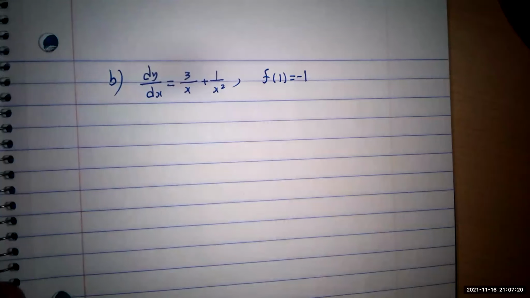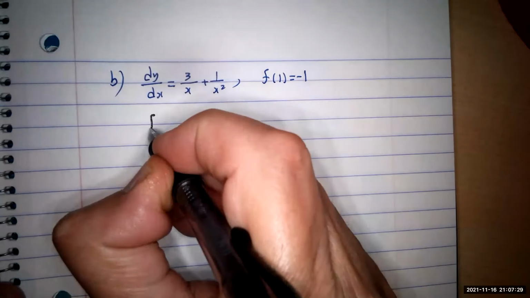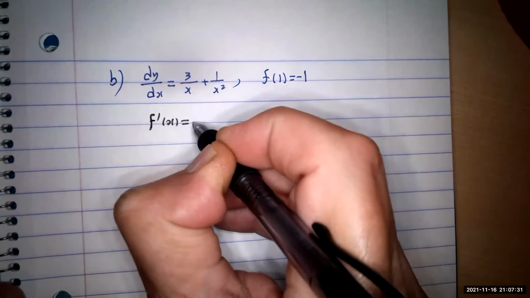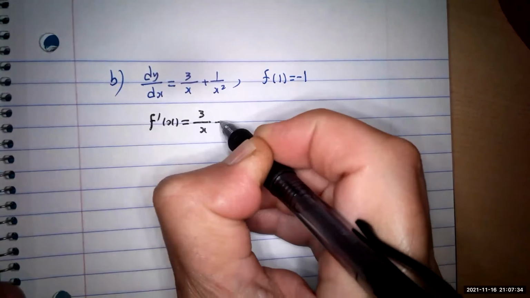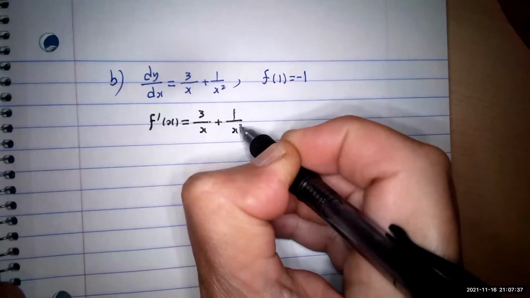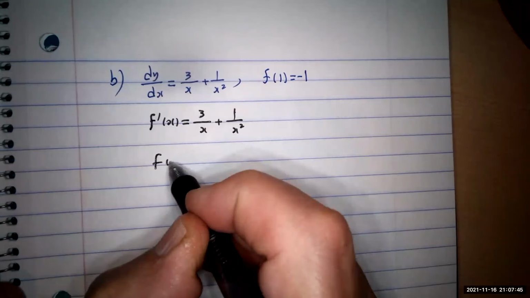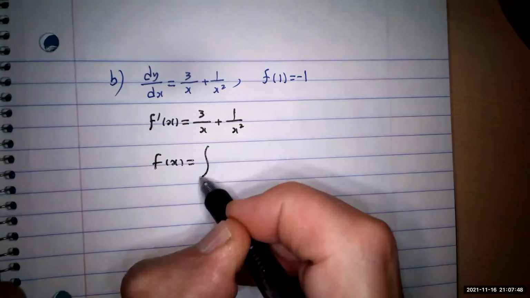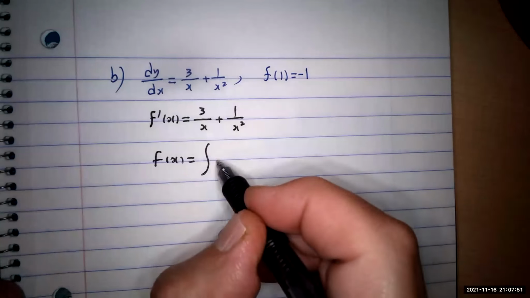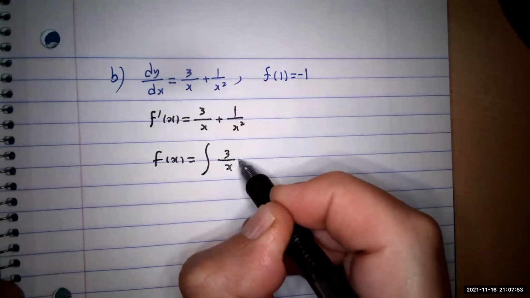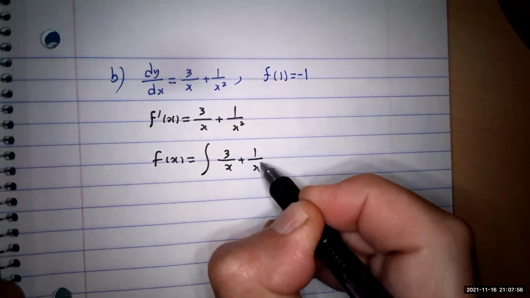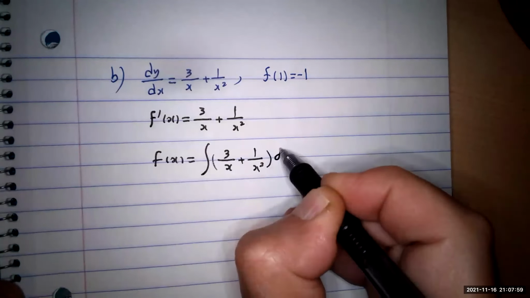So what we're going to do, we change the notation first. Okay, this is rate of change. You call it f prime. So the function is going to be f prime. F prime of x equal to 3 over x plus 1 over x squared. Okay, that's going to be f prime of x. So to get the f of x, we integrate. So f of x is going to be equal to the integral of 3 over x plus 1 over x squared, all dx.